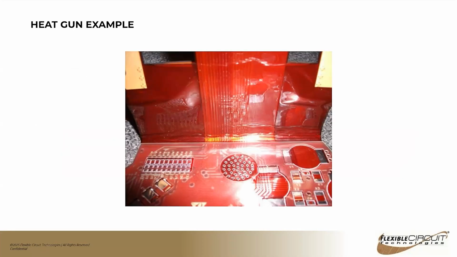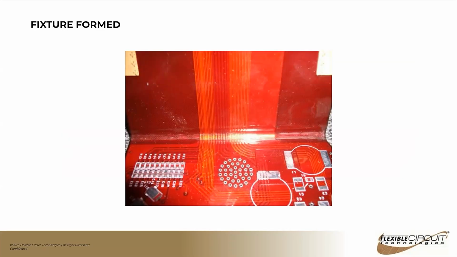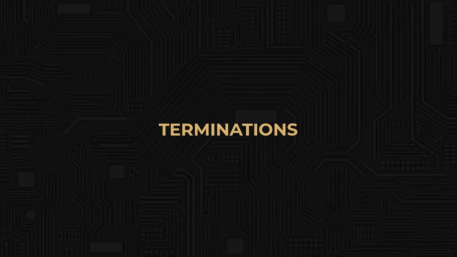So here's an example of a part that was heated with a heat gun. You can see the buckling and delamination that's happening along the edge of that circuit compared to cold forming and then heating the part up in a fixture and then letting it cool down while in that tool. So that's all I had on bending and forming. I'll hand it back over to Chris.